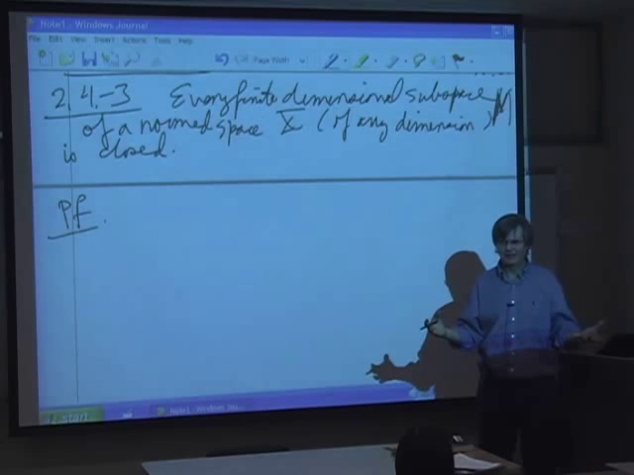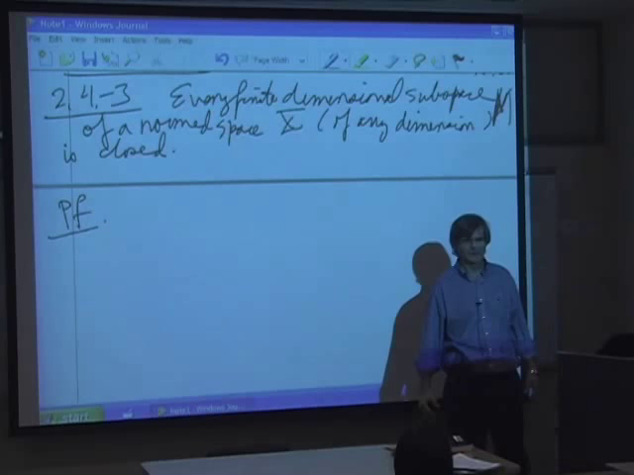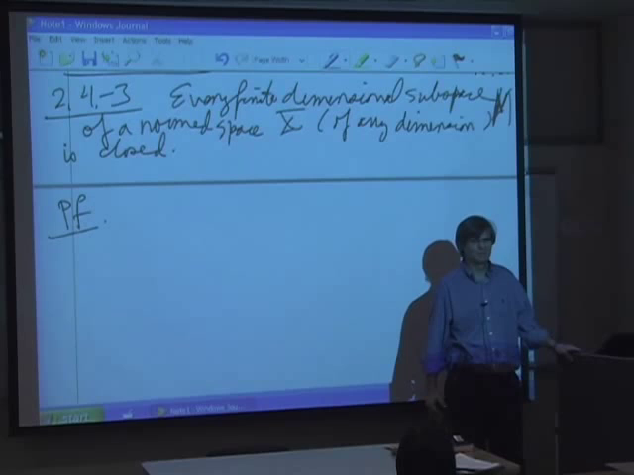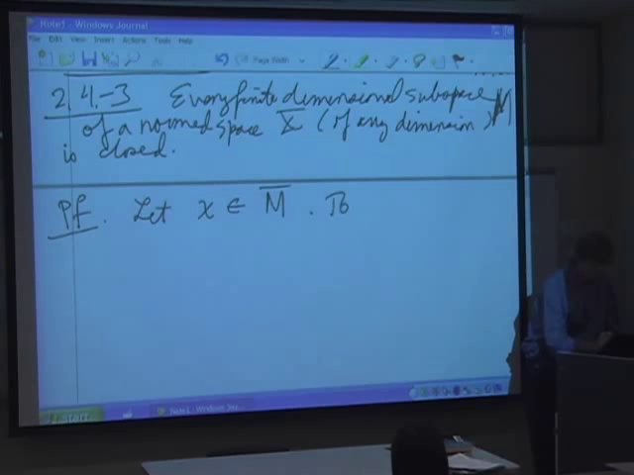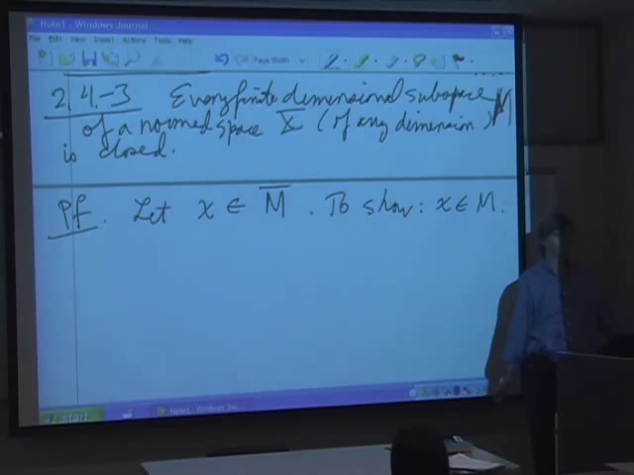But you can't get such a monster if you restrict the degree of the polynomial to be less than or equal to a certain number. Okay, so let X be an element of the closure M bar. To show X is in M, that's all I need to do. That's the structure of the proof.